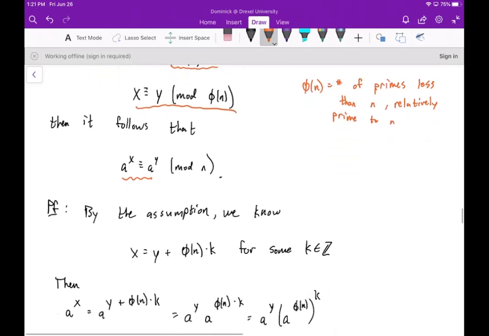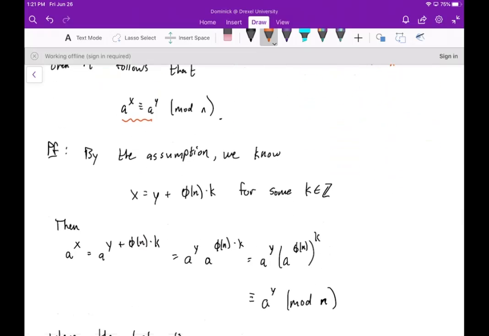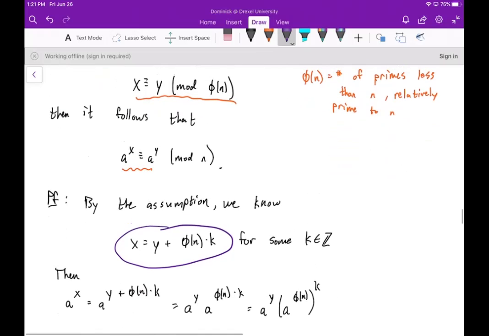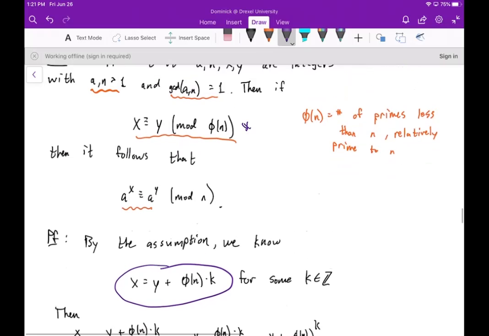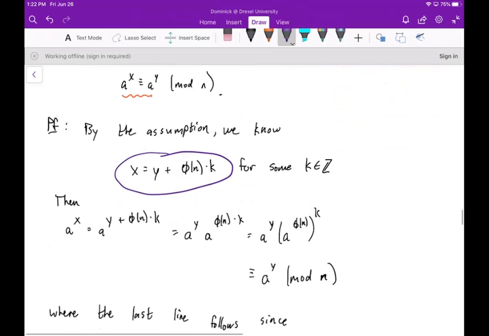Okay, and now let's prove this. So by the assumption, we know that x is equal to a multiple of phi of n, times some integer k, plus y, right? That's what this means right here. That means that when you divide x by phi of n, you get a remainder of y, right? That's what that's saying, right?